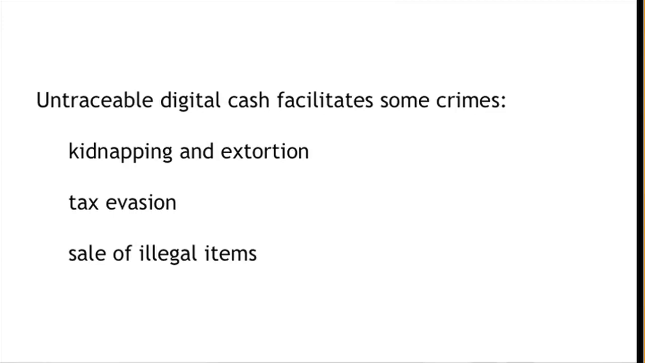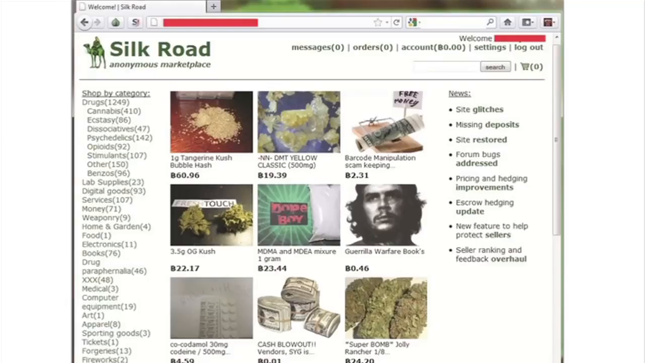Similarly, tax evasion becomes easier when it's easier for people to move money around, when it's easier to engage in transactions that are not easily tied to a particular individual or identity. And finally, the sale of illegal items becomes potentially easier when the transfer of funds can happen at a distance and without needing to go through a regulated institution. A good example of that is Silk Road.